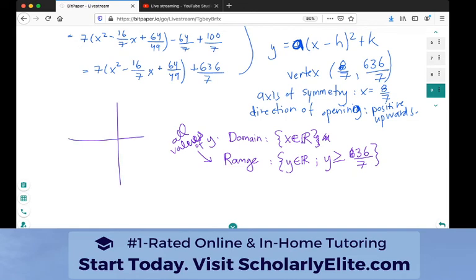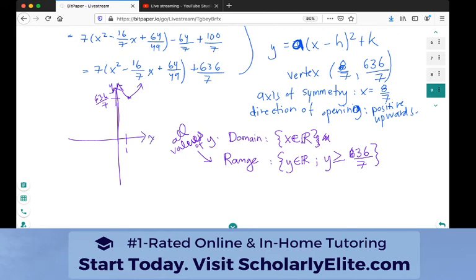So obviously, this is somewhere like 8 over 7, which would be like, this is 1. So it would be somewhere over here, but super, super high up. So let's say that this is where 636 over 7 is, somewhere over here. So it would be like here, and that graph goes up and on forever.